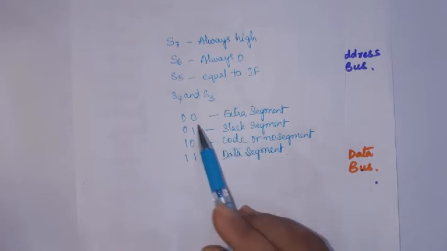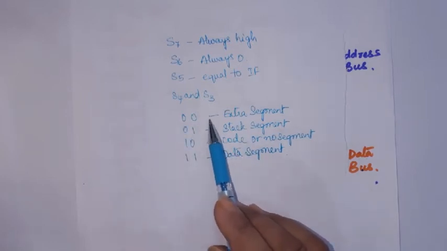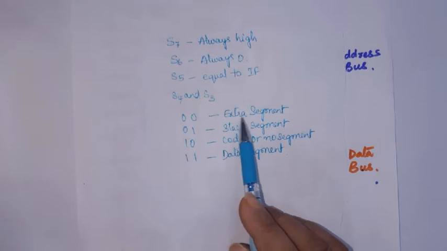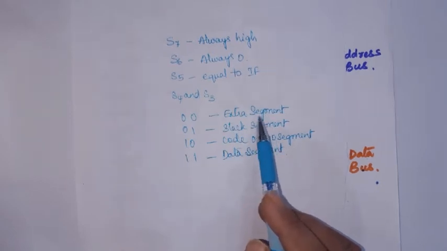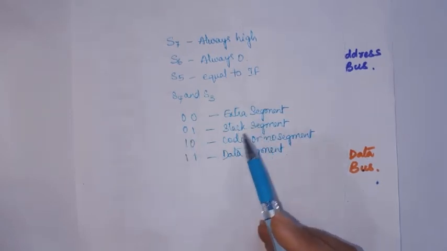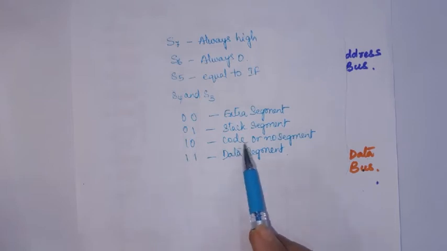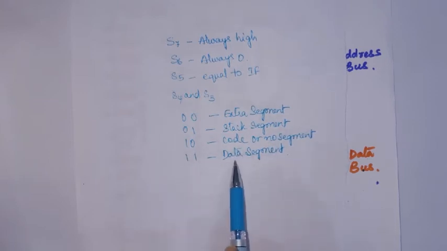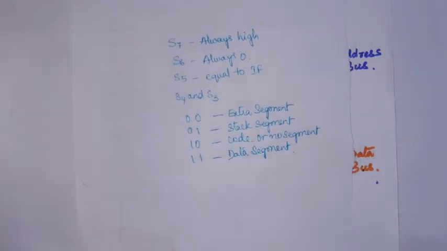presently used. If it is 0 0, in that particular instruction the extra segment is used, and 0 1 is the stack segment, for 1 0 it is the code segment or no segment, and 1 1 it is the data segment. Okay, so this is about the status signals.